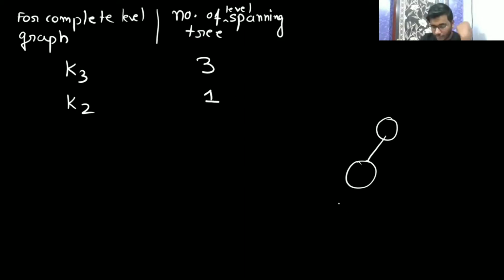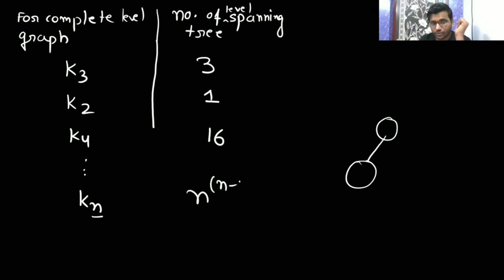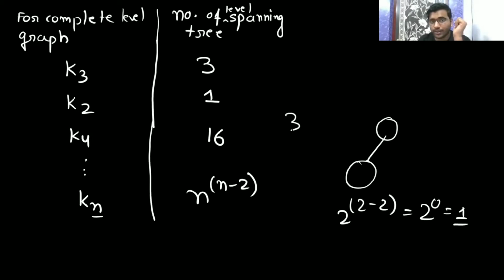Only one spanning tree you are going to get. If you have K4, you are going to get 16. So the formula is, if n is the number of nodes, n to the power n minus 2. Here n is 2, so 2 to the power 2 minus 2 is 2 to the power 0, which is 1. We get only one spanning tree. With 3 nodes, 3 to the power 3 minus 2, 3 to the power 1, is 3. K4, 4 to the power 4 minus 2, 4 to the power 2, 16.